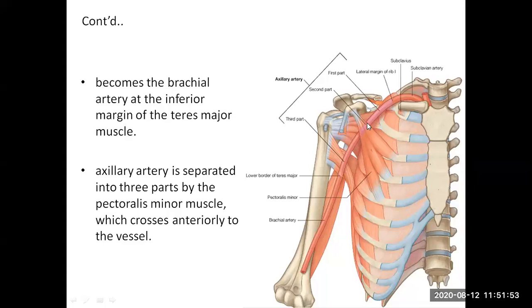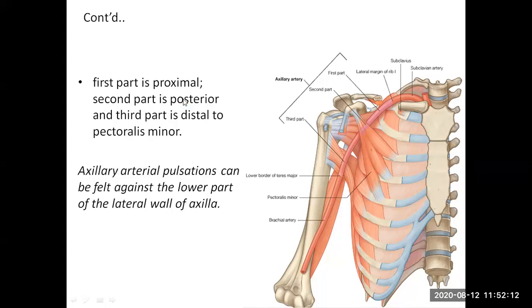So proximal to the pectoralis minor is the first part. Corresponding to the pectoralis minor muscle is the second part. Distal to the pectoralis minor is the third part. Here, the first part is proximal, the second part is posterior, and the third part is distal to the pectoralis minor.